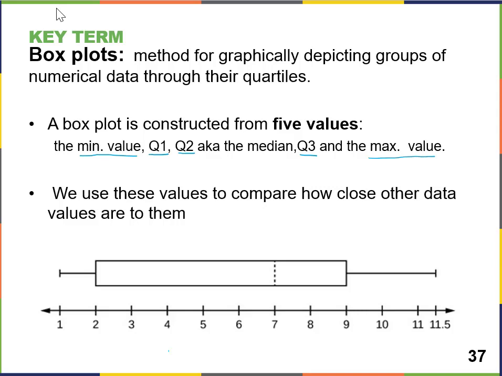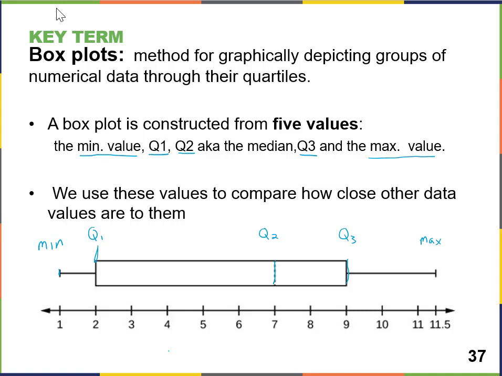This mark right here denotes the minimum value. This right here denotes Q1. This bar here is Q2, the median. This is Q3. And then you may have guessed, this is the maximum value.